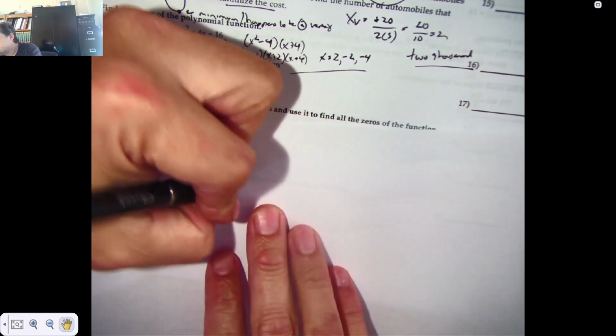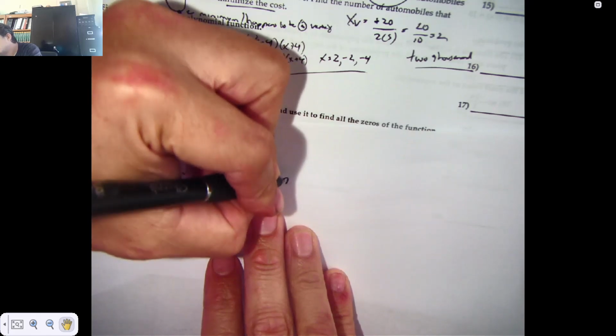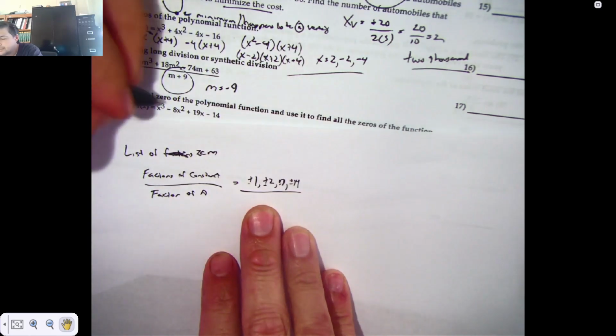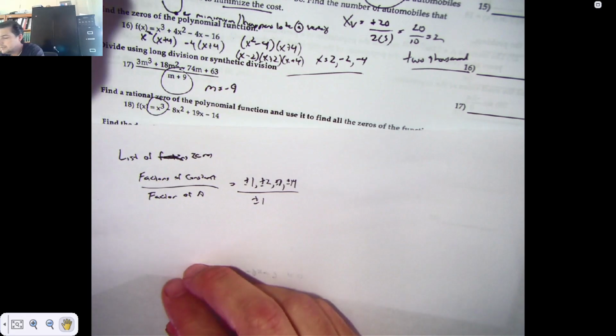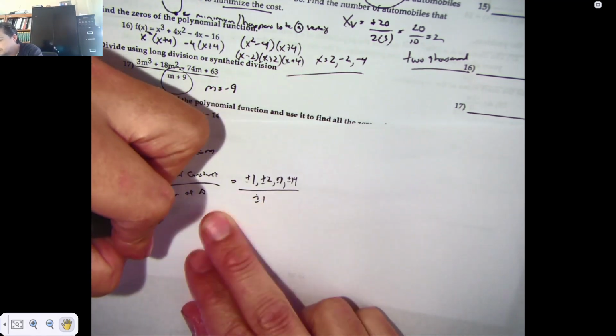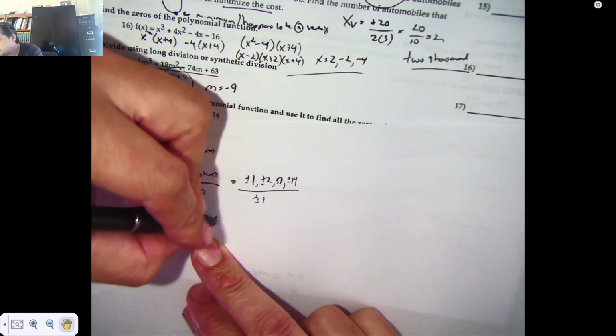The constant here is the 14. It takes a 1, a 2, a 7, and a 14. Those are factors of 14. And the constant here is 1, so just plus or minus 1. So your list of zeros you can choose from is plus or minus 1, plus or minus 2, plus or minus 7, and plus or minus 14.